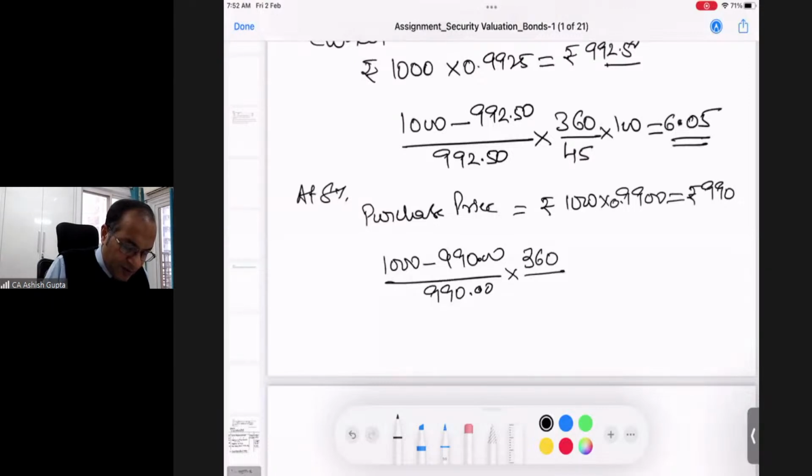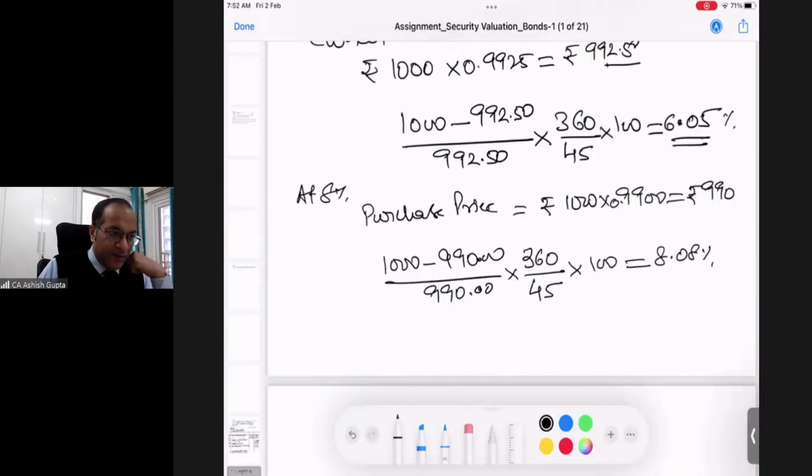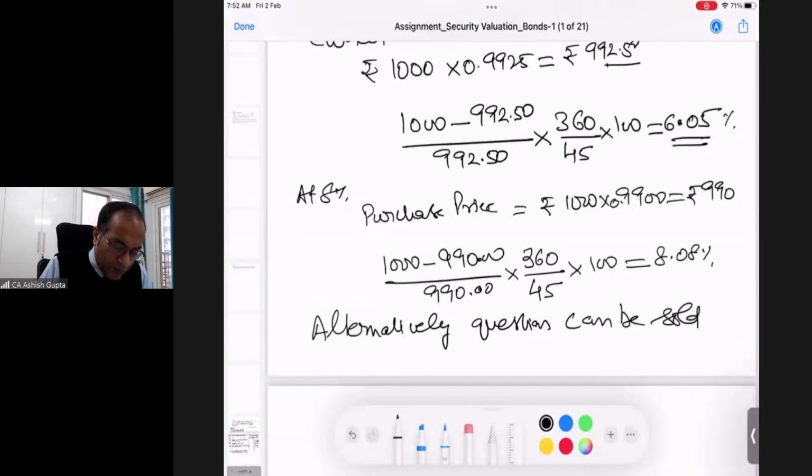I want return for the complete year, that is 360 days, and I am holding it for 45 days. See, student, what happens in a money market instrument? There are two conventions: actual by 360 or 365 days. Both conventions can be used unless it has been specified. Here I am assuming 360. You can solve it accordingly by 365 days. Alternatively, the question can be solved using 365 days.